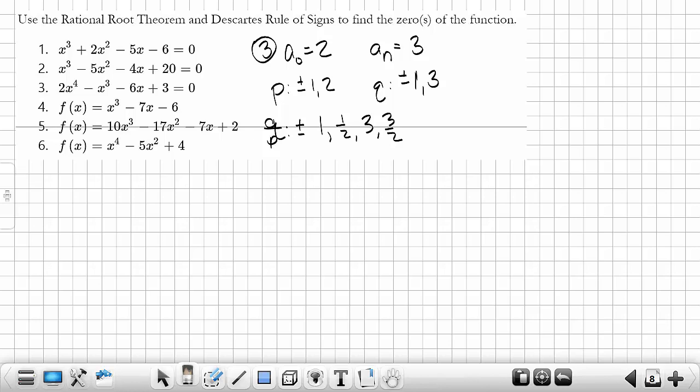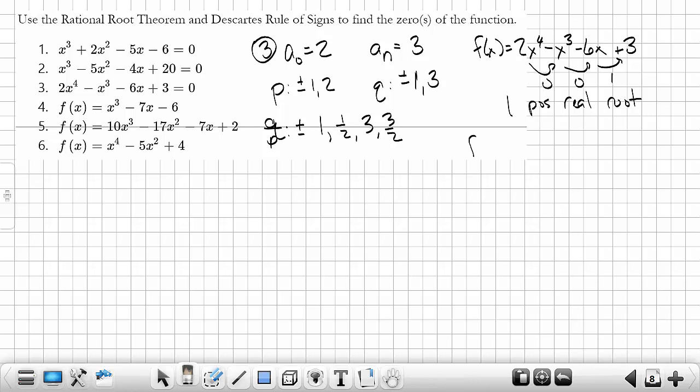Descartes' rule of signs. So I've got f of x equals 2x to the 4th minus x cubed minus 6x plus 3. So even though I'm missing an x squared, Descartes' rule of signs does not care about that, all right? So no change, no change, yes change. So I have one positive real root.